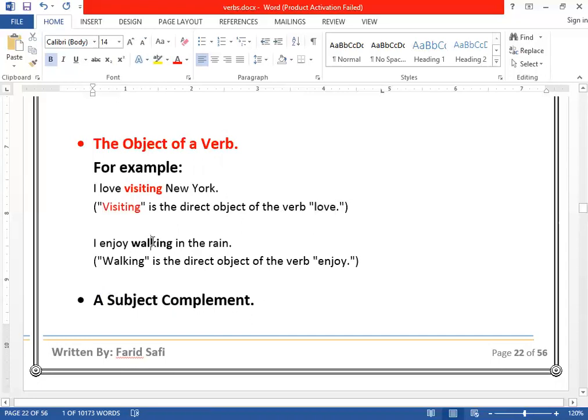I enjoy walking in the rain. Enjoy is a verb, and walking is a gerund. The position of walking is the direct object of the verb. Gerund can be used as a subject of a sentence and gerund can be used as an object of a sentence. Next. Third one.